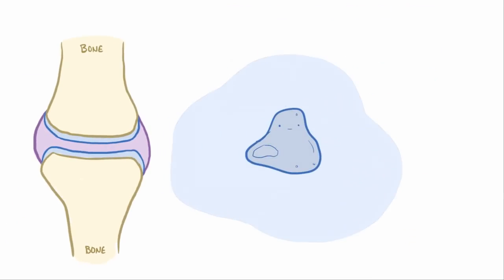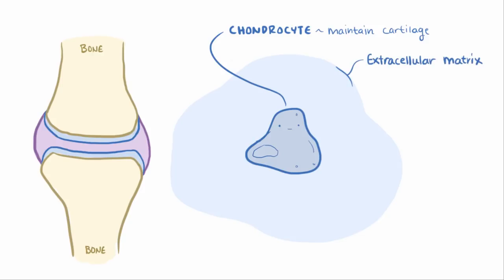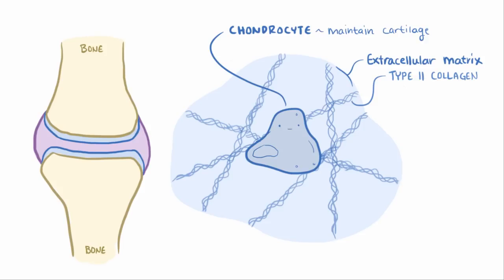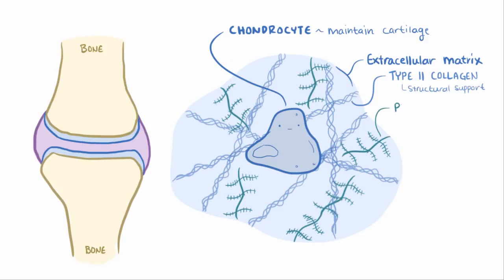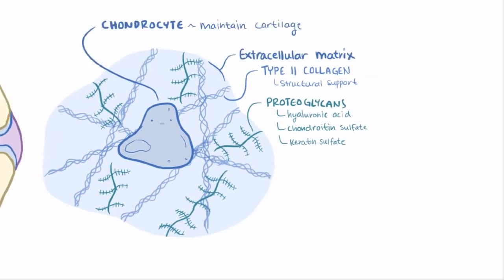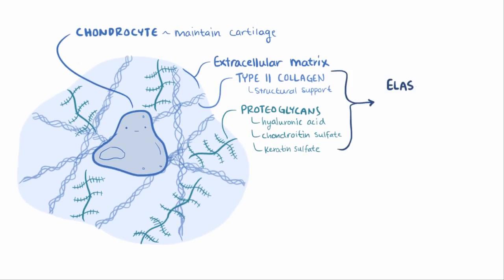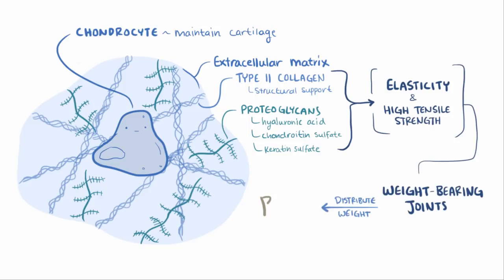Maintaining healthy articular cartilage is the chondrocyte's job, a specialized cell responsible for maintaining everything cartilage related. The chondrocytes produce and are embedded within a strong gel or extracellular matrix, which contains type 2 collagen, a protein that provides structural support, as well as proteoglycans, which are aggregates of protein and sugar molecules like hyaluronic acid, chondroitin sulfate, and keratan sulfate. All of these extracellular components give the cartilage elasticity and high tensile strength, which help weight-bearing joints distribute weight such that the underlying bone absorbs the shock and the weight. And these are joints like the knees, the hips, and the lower lumbar spine.